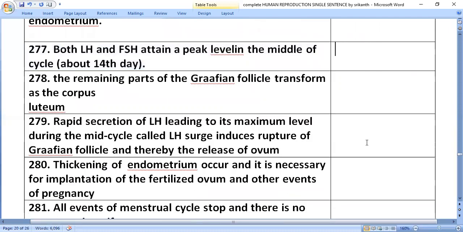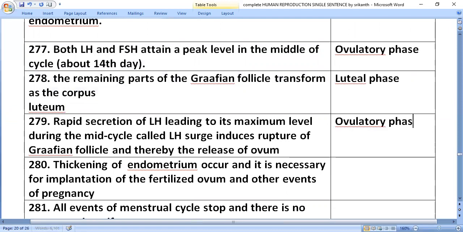Both LH and FSH attain a peak level in the middle of the cycle, about the 14th day, called ovulatory phase. The remaining parts of the Graafian follicle transform into corpus luteum, that is luteal phase. Rapid secretion of LH leading to its maximum level during the mid-cycle, called LH surge, induces rupture of the Graafian follicle and thereby the release of ovum, ovulatory phase.